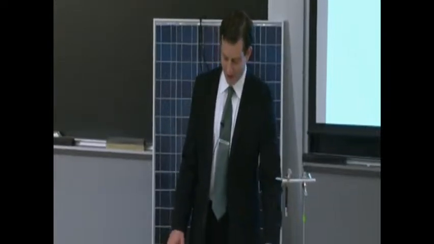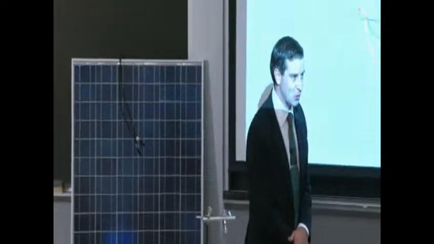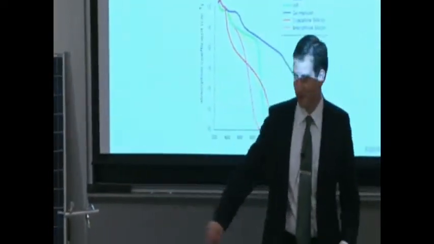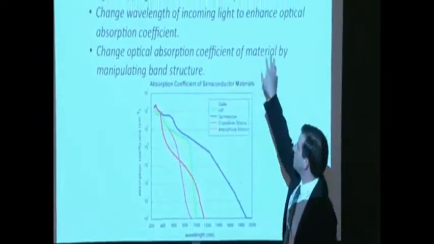There are fancier ways of light management as well that don't involve light trapping necessarily, but light manipulation or even semiconductor manipulation. You can, for instance, change the wavelength of the incoming light.